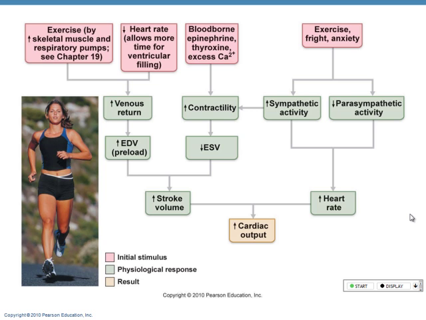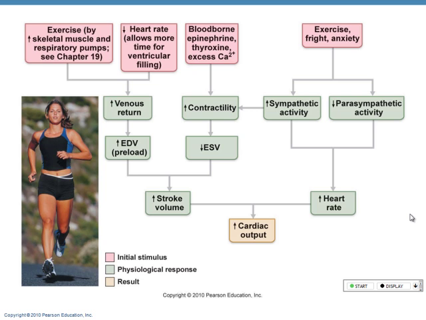Heart rate. Decreased heart rate allows more time for ventricular filling. And that's going to increase cardiac output as well. Blood-borne epinephrine, thyroxine, and excess calcium. What's that going to do to contractility of the heart? Increase it. Is that going to increase or decrease cardiac output? It's going to increase, because I can do what now? I can push harder and pump out more.